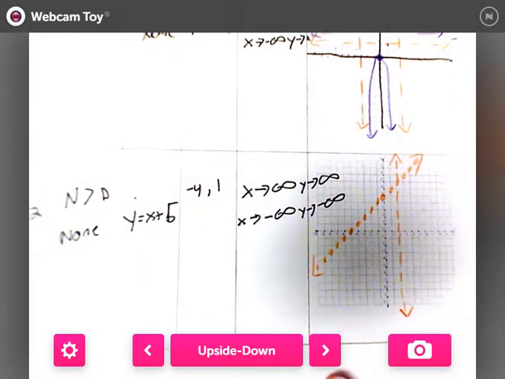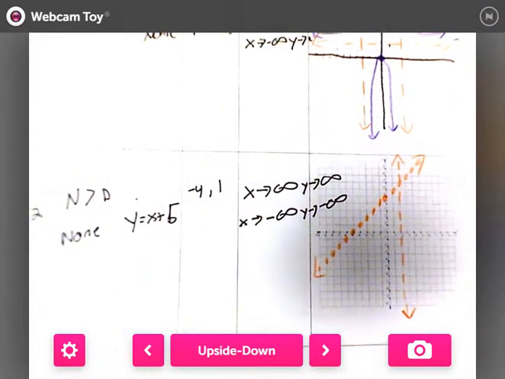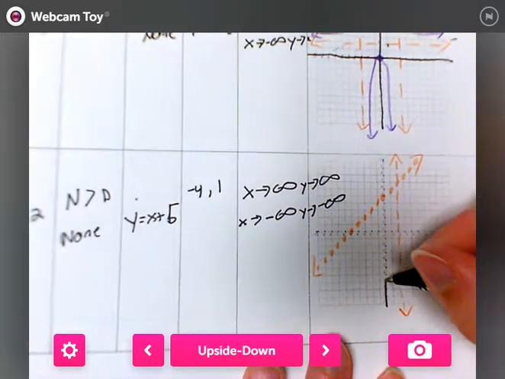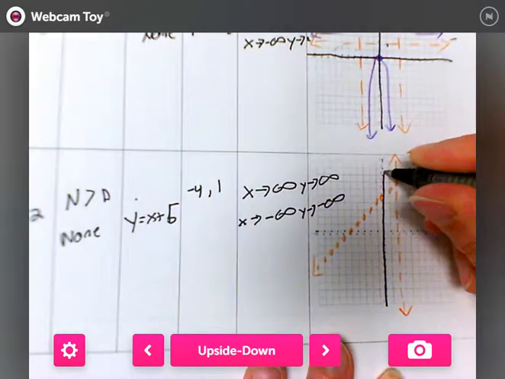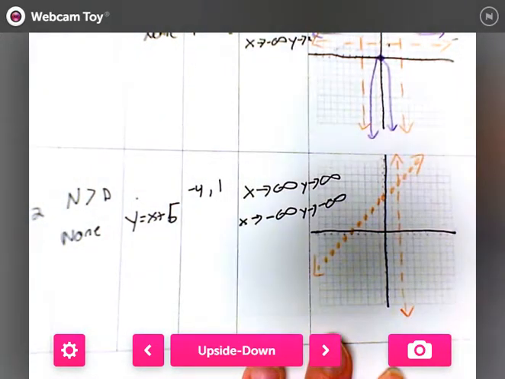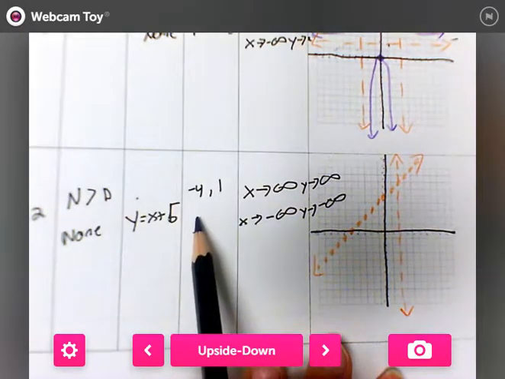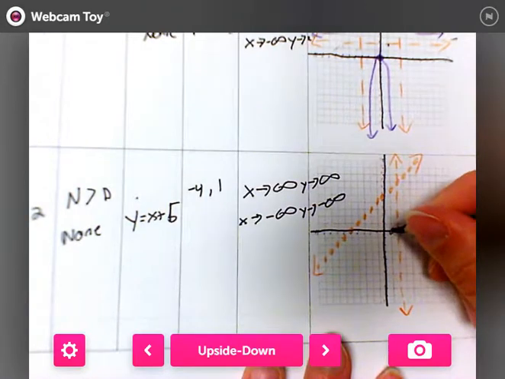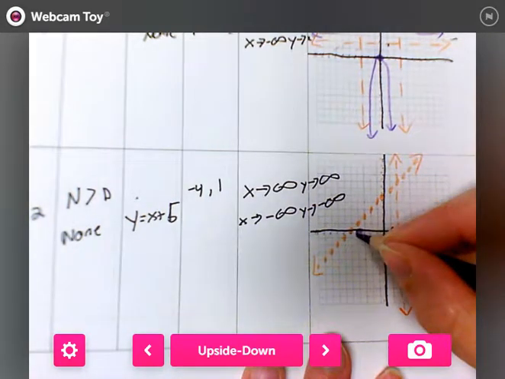I'm ready to put my graph on here. Again, you guys don't have to do this if you can see it really well, but I think it's hard to see my x and y axes. So I'm outlining them in black. Okay, so I know that it crosses right here and right here.